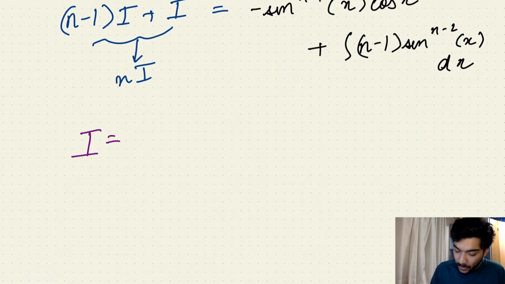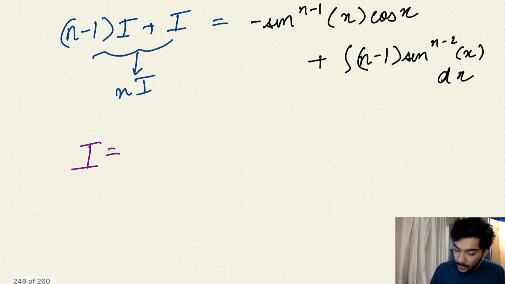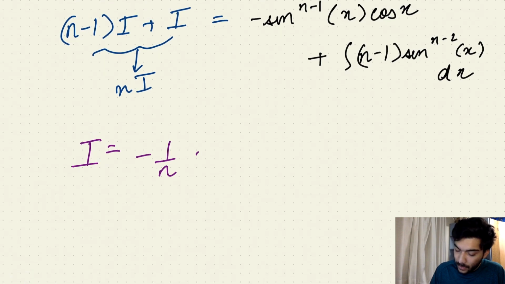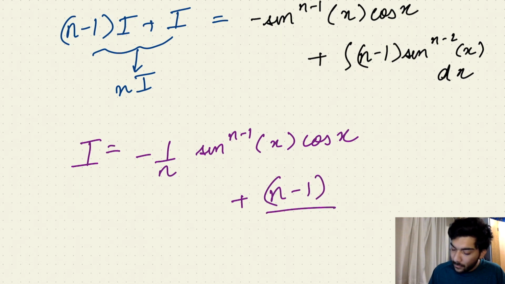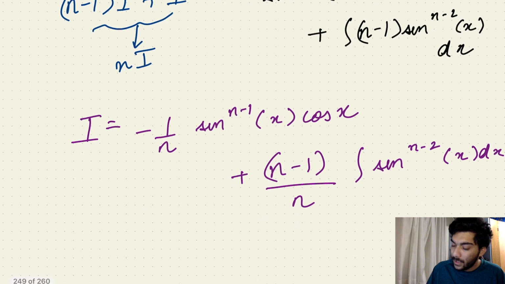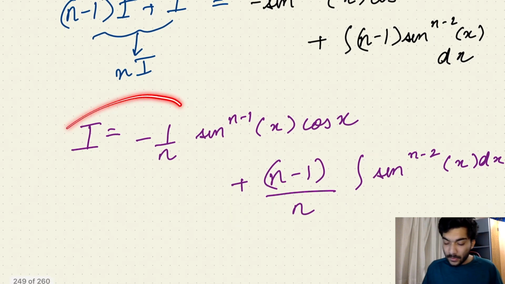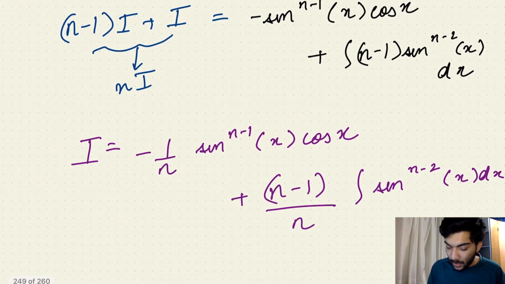So after doing that, we'll have I equals minus 1 by n times sine n minus 1 x cos x plus, this n minus 1 is a constant, so we can take this n minus 1 out because we are dividing both sides by n, so we'll divide this expression by n as well, and we will have integral sine n minus 2 x dx in this case, right? So this would be our final answer over here.